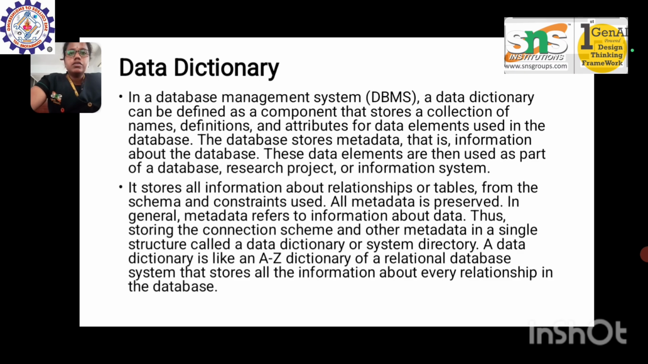Nothing but, first, the data dictionary refers to what we are storing. For example, we are storing the name, constraints and the data. Next, as a dictionary, all the data is stored in a schema and as constraints. So the combination of both is what we call a data dictionary. The data dictionary is like an A to Z dictionary of a relational database system. It stores all the information about the relationships in the database.